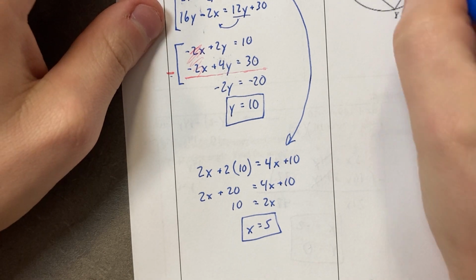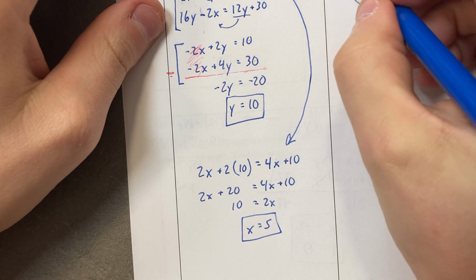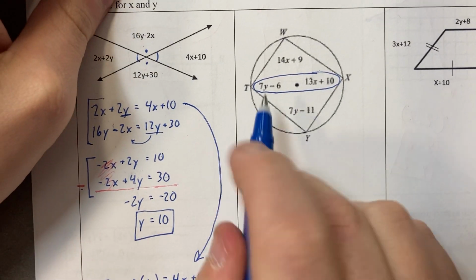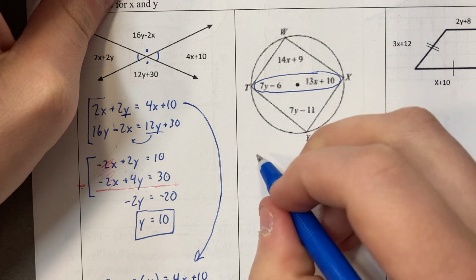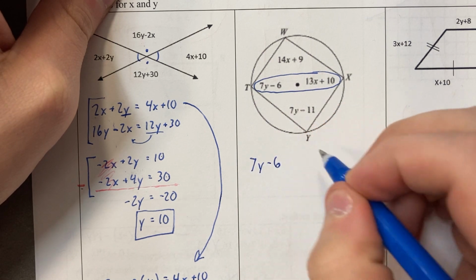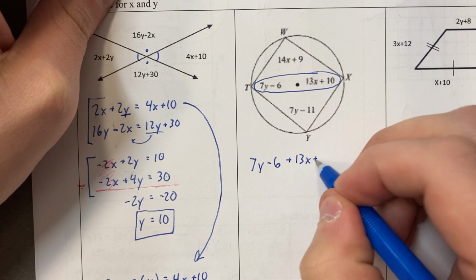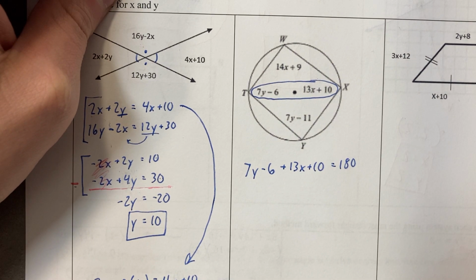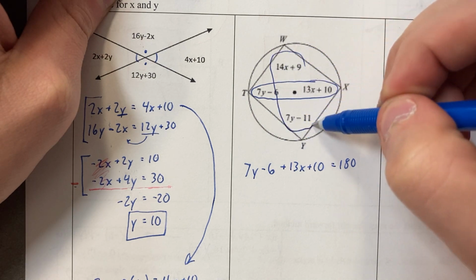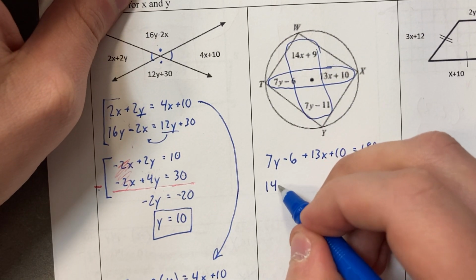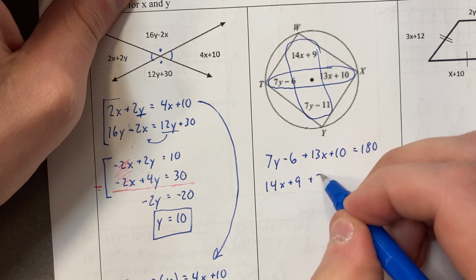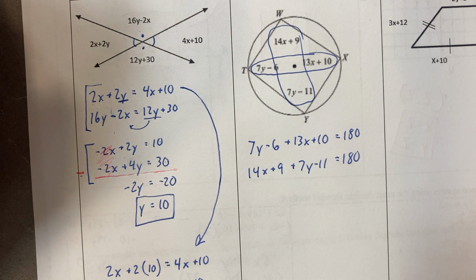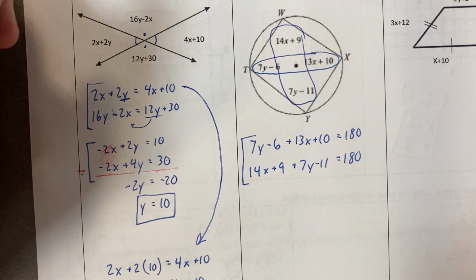This is theorem 10, I believe, from chapter 10, which says that these two across from each other will add up to 180. So we could say 7y minus 6 plus 13x minus 10 equals 180. And these two add up to 180. So 14x plus 9 plus 7y minus 11 equals 180. Okay, there's our system. We have to solve these together.